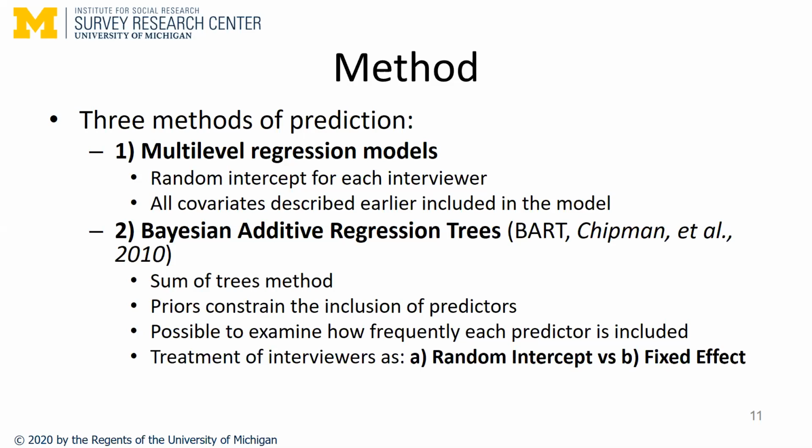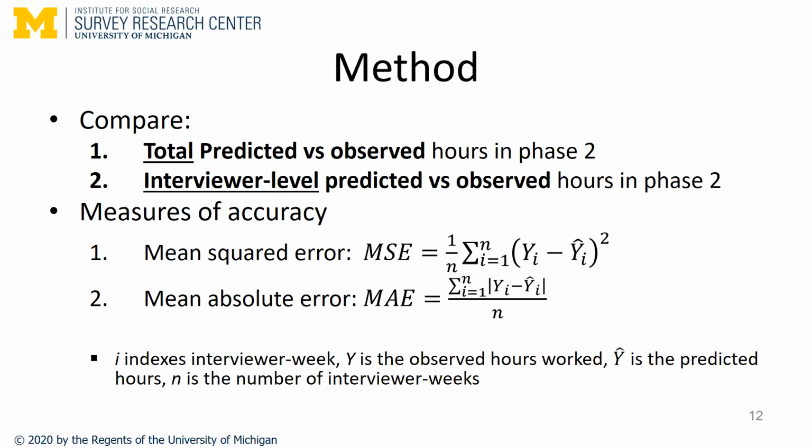One is as a random intercept, essentially, and the other is a fixed effect, where we have an indicator for each interviewer, and that indicator is allowed to create splits in the tree models, the same as any other indicator variable. Now, we're going to compare using two approaches. First, we're going to look at the total predicted versus observed hours in phase 2. How accurate is the prediction of the total?